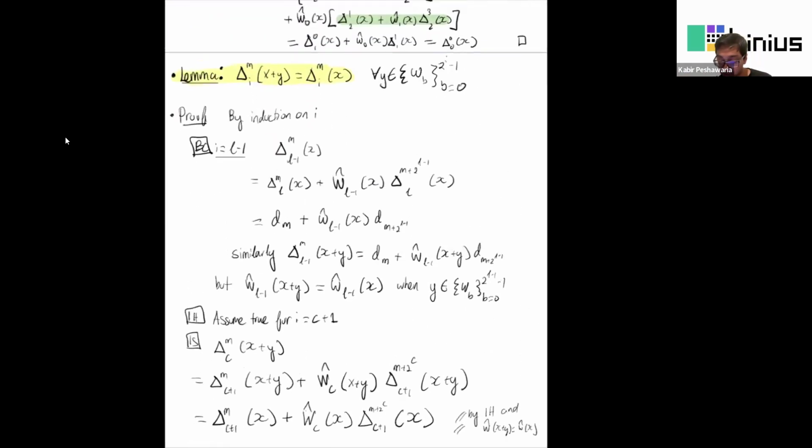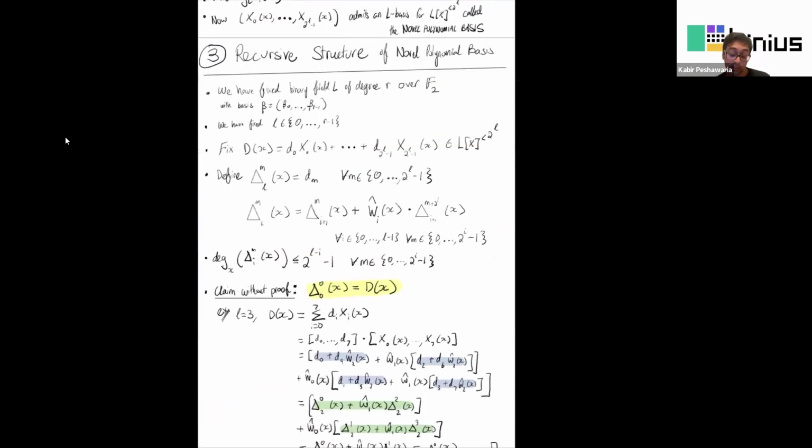So that concludes the section about the recursive structure of the novel polynomial basis. I again recommend to pause here and try and feel comfortable with what we've talked about in this section before we proceed.